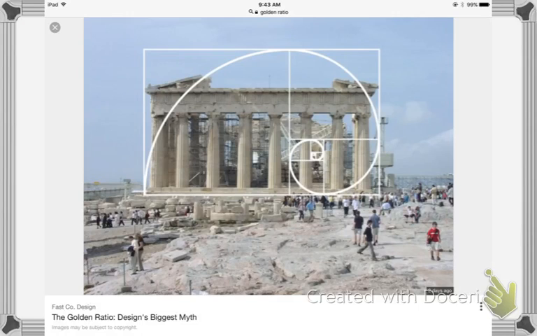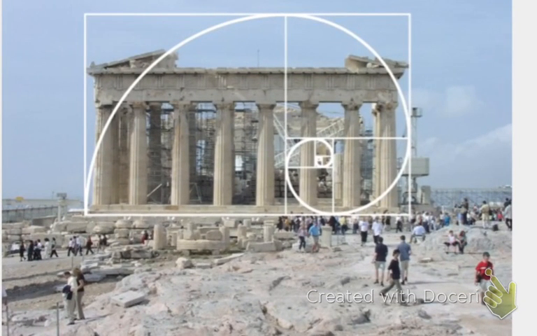It's also big in architecture. One example of the architecture, maybe you've seen this building before. Pretty sure it's in New York somewhere. But that follows the golden ratio, and a lot of architecture follows the golden ratio.